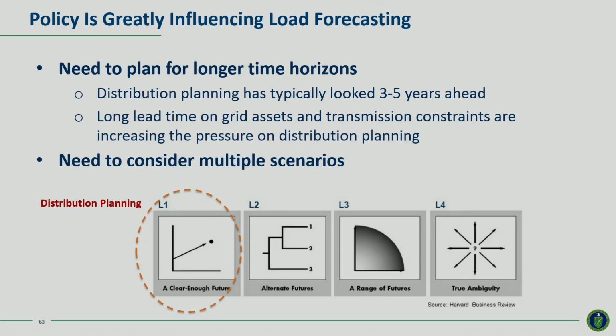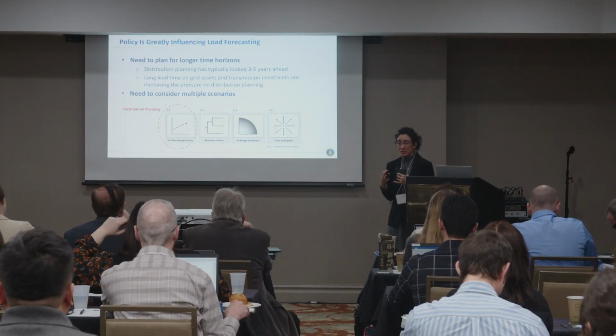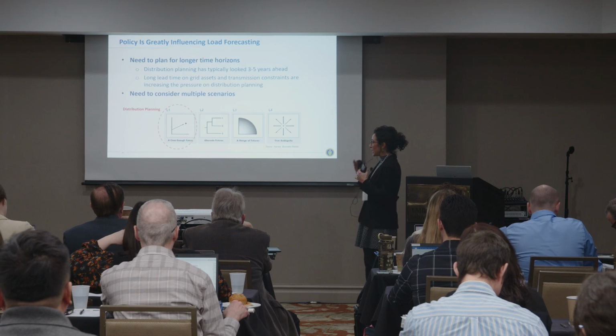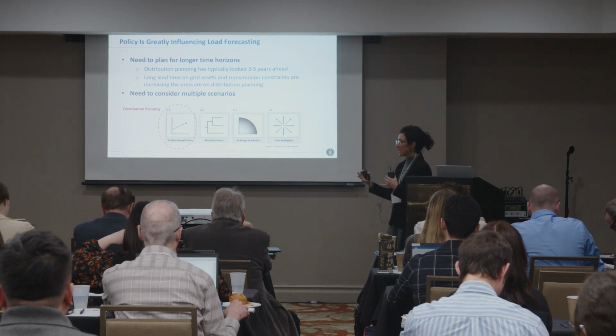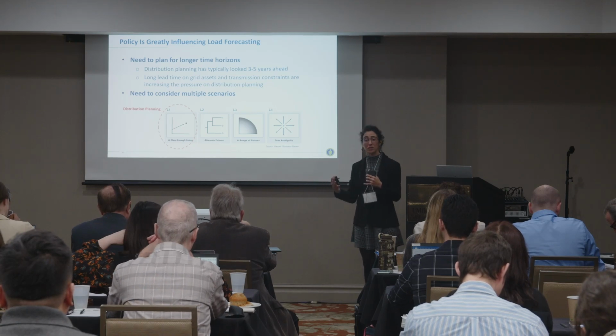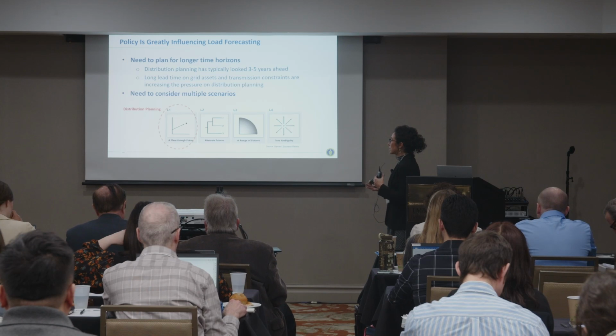So what does this mean? Now we have these goals to 2030, 2035, 2040, and even 2050. And distribution planning has typically only looked at 3 to 5 years. So it was fine, right? With what was coming, they had time to react and they would adapt. And so these smaller cycles were okay to accommodate the customer needs.